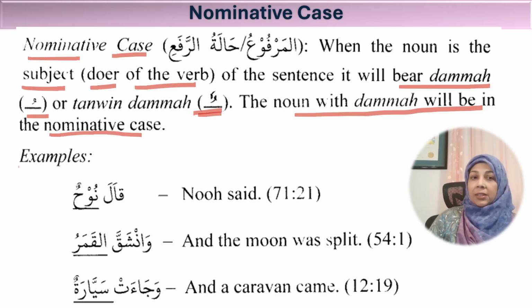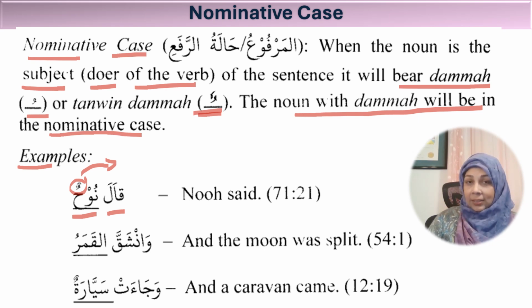So here are some examples that you have seen before. Qala Nuhun. So qala is the verb and Nuhun is the subject of this verb. And we observe here that it ends with a tanween dhamma. So we say that Nuhun is the subject and it is in the nominative case. It is marfu'un.